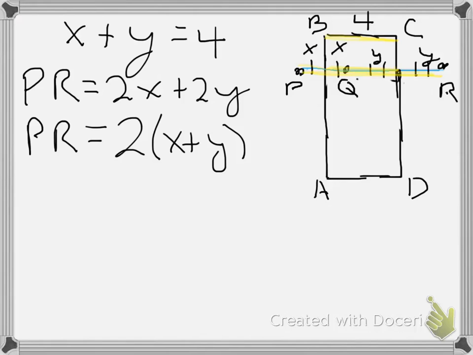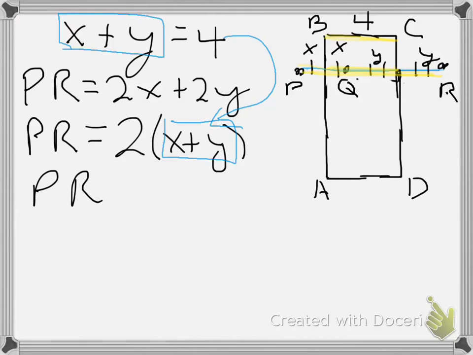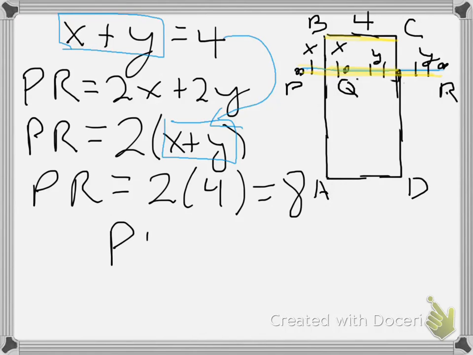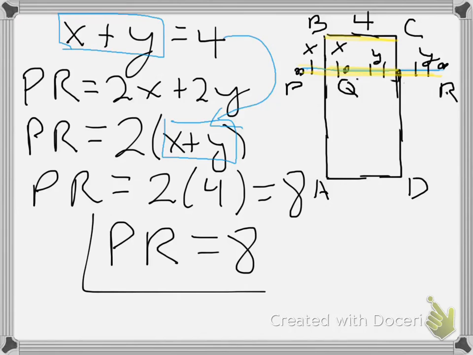And the nice thing is, that means wherever we see x plus y, which is right here, we can substitute in the number 4. So I'm going to get PR equals 2 times 4, which is 8. So I know the length of the segment P to R has a length of 8. And let's just make sure we solve the problem. It says, what is P to R? And we've solved it.